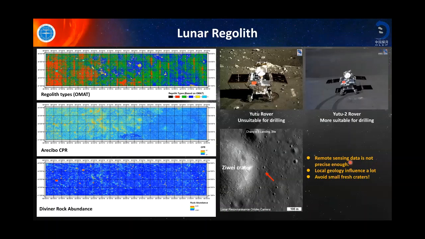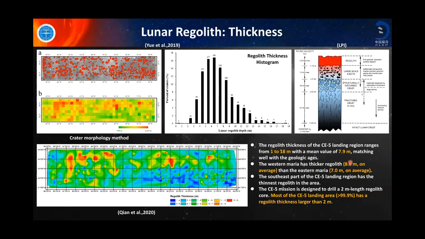Okay, what else do we know about the regolith properties of this region? Our group constrained the regolith thickness in the Chang'e-5 landing region. Why do we want to do this? That is because the Chang'e-5 mission is planned to drill a 2 meter core, so knowing the regolith thickness in this region may benefit the mission operations. We used the crater morphology method, and our work found that the regolith thickness here varies a lot, from 1 meter to 80 meters, with a mean value of around 8 meters.